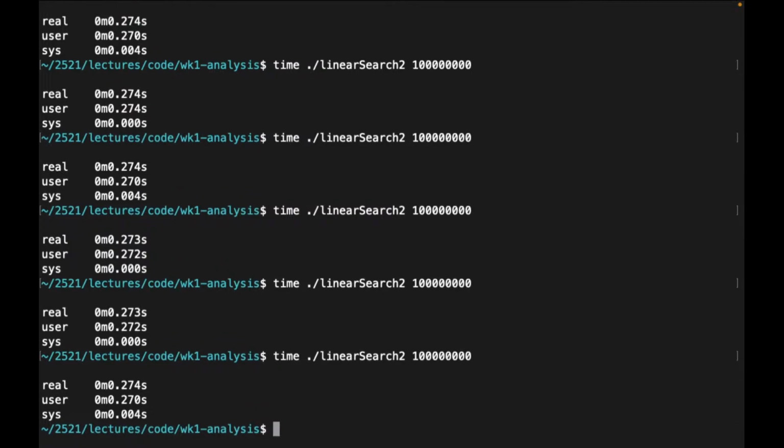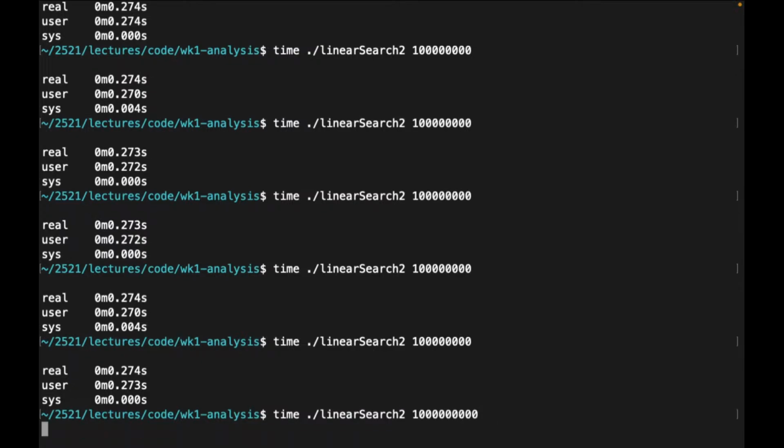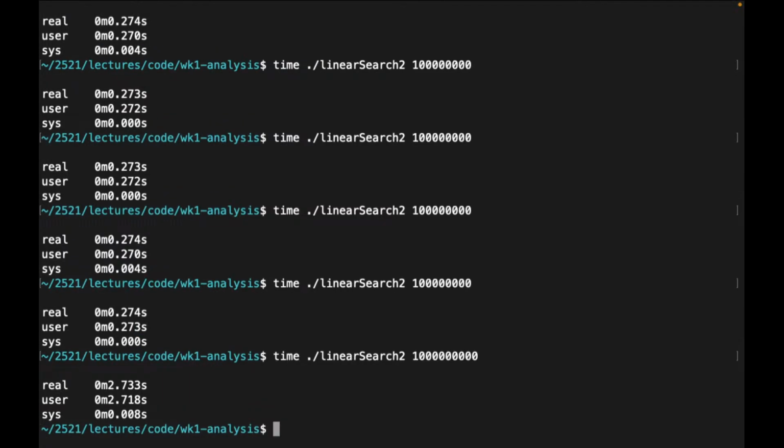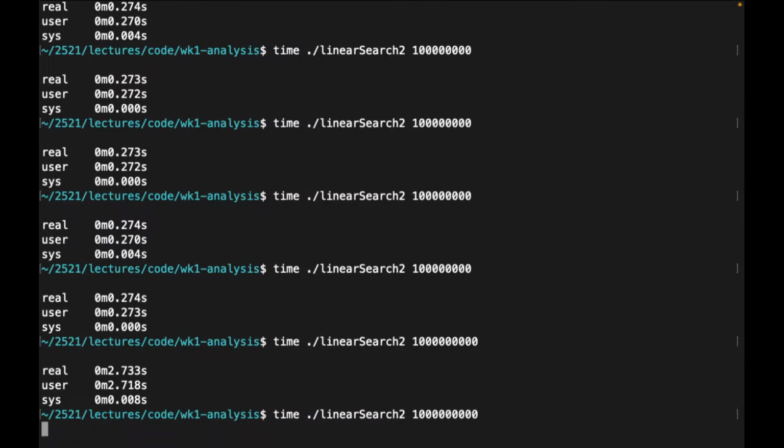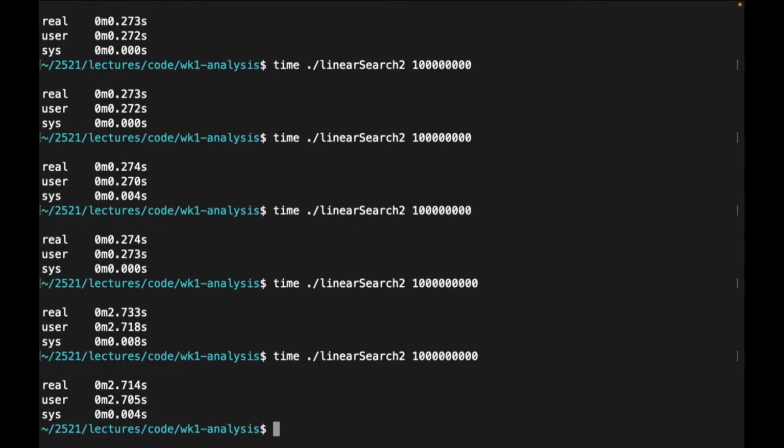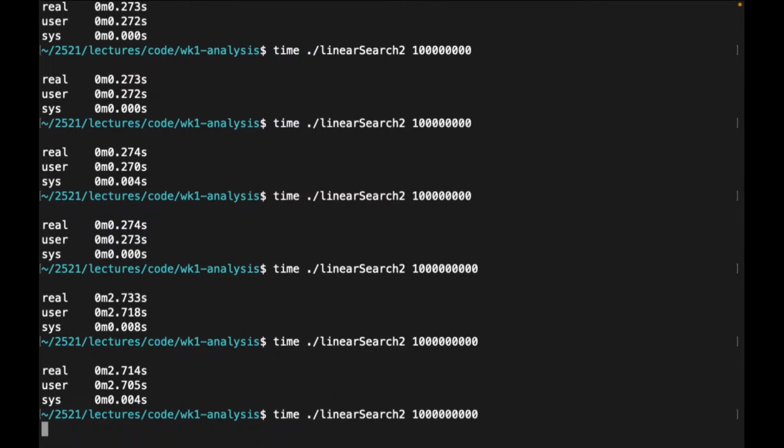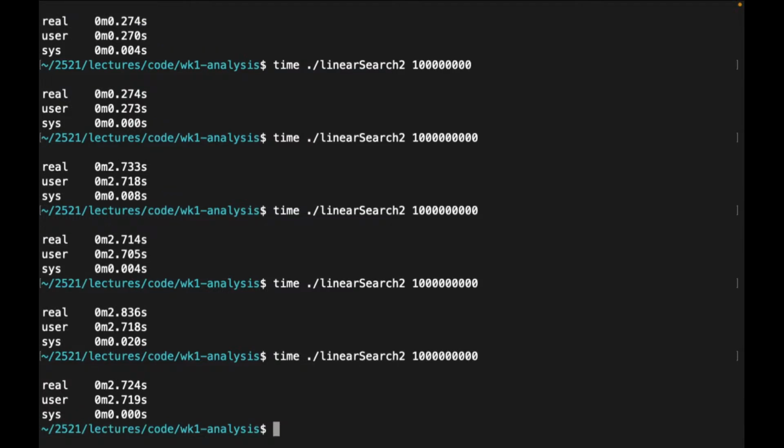All right, and let's see what happens when we have 1 billion elements. Now it's starting to take a few seconds. So 2.7 seconds. So yeah, this is the trend.